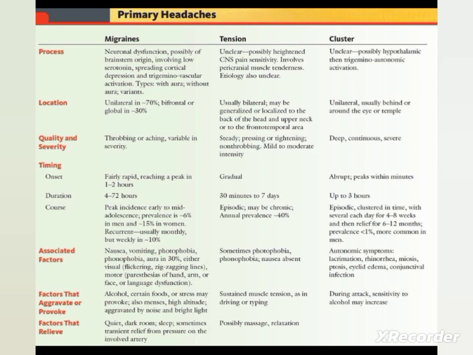And the factors that relieve headaches: a quiet dark room and sleep may help relieve migraines. In tension headache, massage therapy and relaxation therapy may relieve the headache. Cluster headache may persist for 4 to 8 weeks, then there will be a period of remission. So that is regarding the primary headaches and their comparison.